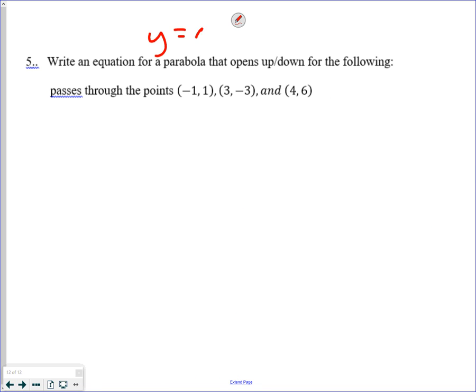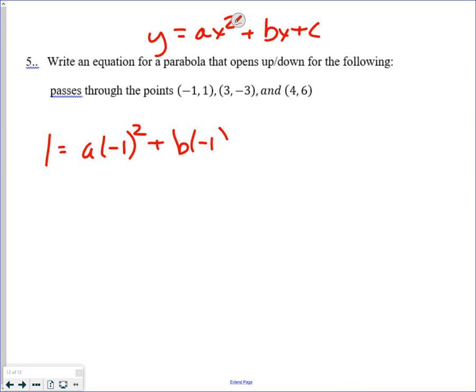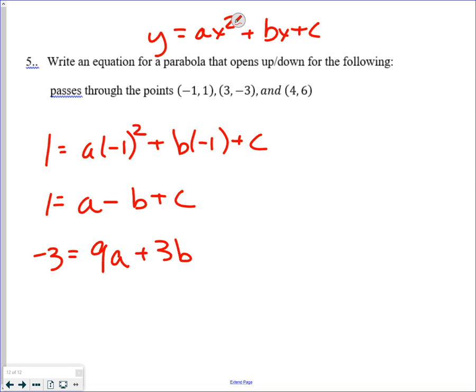Okay, you need to be able to understand this is going to be in standard form, and I have to create an equation for each one of those. So 1 equals a times negative 1 squared plus b times negative 1 plus c. So that gets me 1 equals a minus b plus c. I'm going to do these a little bit faster. Negative 3 equals 9a, because that's x squared times a, plus 3b, because that's b times x, plus c. And then the last one would be 6 equals 16a plus 4b plus c.